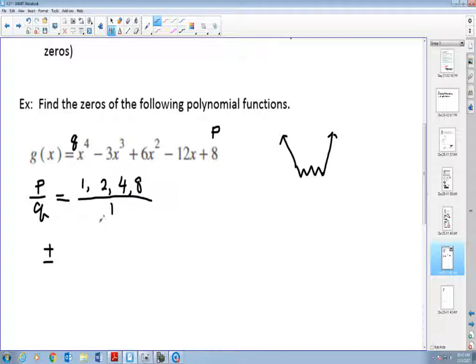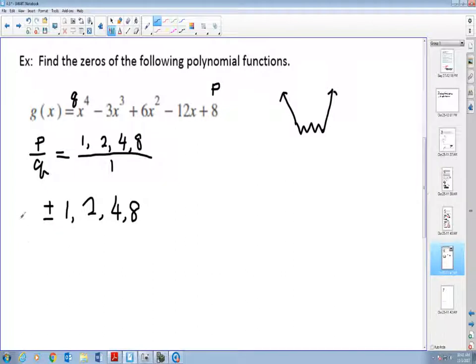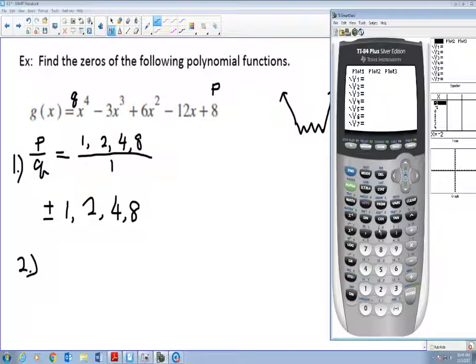I'm going to have the positive ones, and I'm going to have the negative ones. So there'll be 1, 2, 4, 8, positive and negative. That means what I'm going to look at in a minute is from negative 8 to positive 8. That's where my rational zeros will occur. Alright, step number 2, let's graph this function in our calculator to see which one of these 8 is going to be my actual zeros.